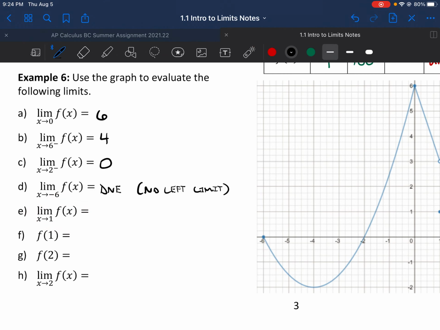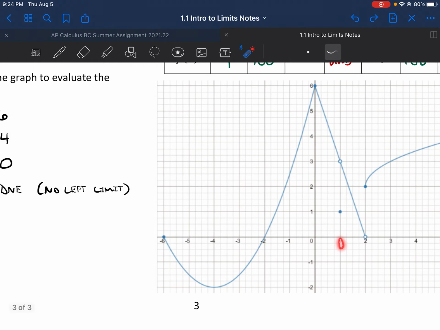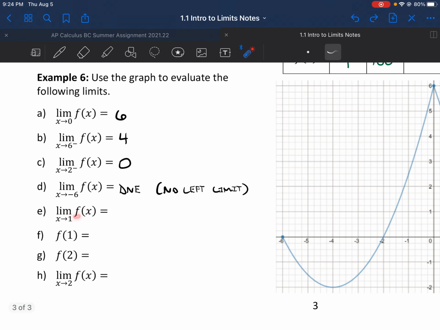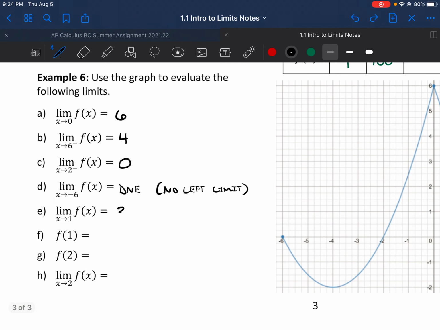All right, limit as x approaches 1. This is going to be part E. We're approaching 1 right here. So as we're approaching 1, again, notice it's not specifically left or right, so we need to have both in mind. They need to equal this. They need to approach the same y value. So as I approach 1 from the left and the right, notice that the y values are getting closer and closer to 3.